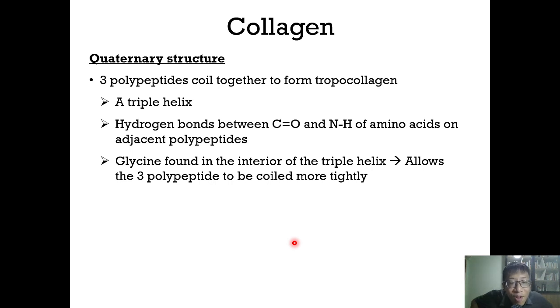Just now we mentioned, every third amino acid in each polypeptide is a glycine. So if you remember what glycine is, you can look at figure 1.3, look at the R group table to look at glycine. You will find that glycine is the smallest amino acid. Its R group is just an H. So when the triple helix is formed in the tropocollagen, glycine will be coiled in such a way that it is found in the interior of the triple helix. Because it's the smallest amino acid, its R group is just an H, it allows the 3 polypeptides to be coiled more tightly together.